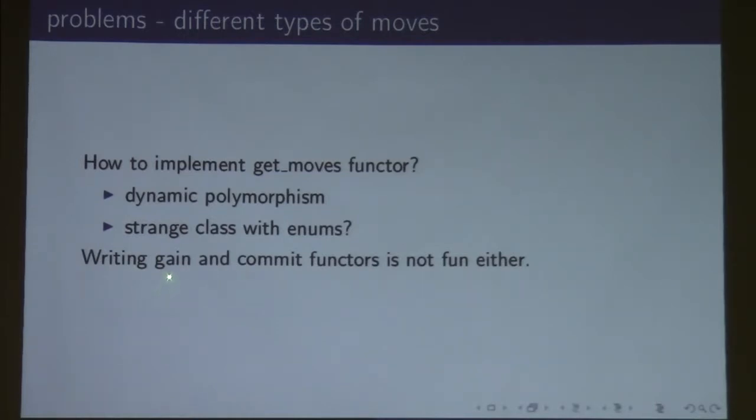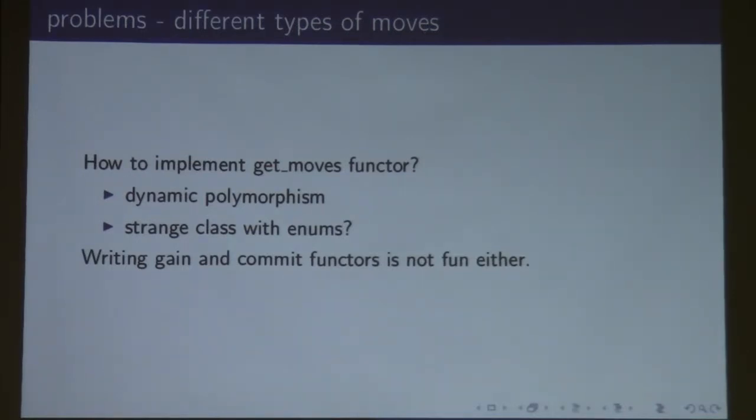And if you write gain and commit functors, this is not cool anymore, because this gain functor has to check what the type of the given move is and then delegate the task to the appropriate place. So you can see that it is not nice to write these functors, and it might also cause inefficiencies, which is maybe even more important. Yes, is it clear?